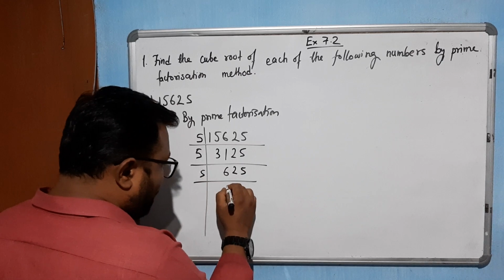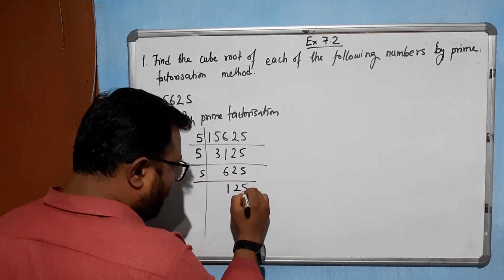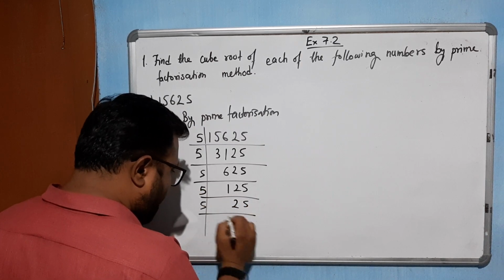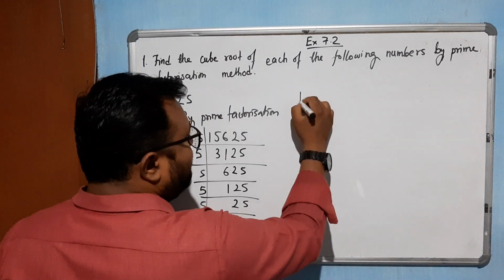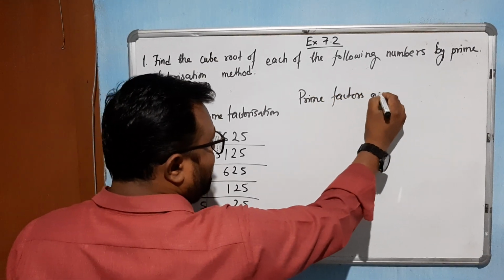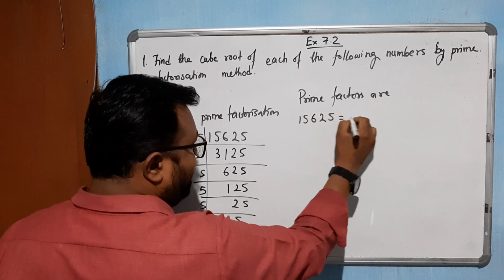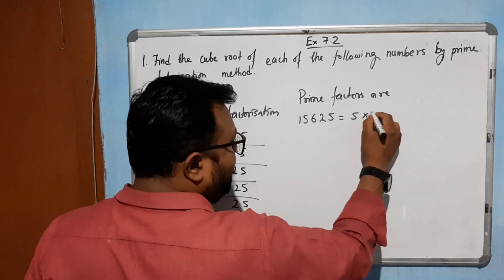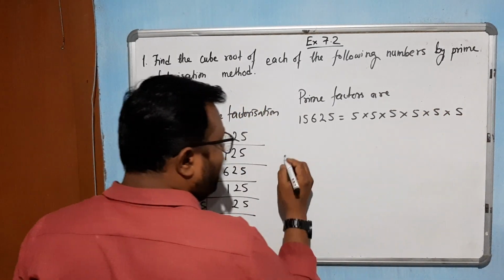Again 5 5 1 is 5, 5 5 1 is 5, then 12, 5 to 10 then 15. See, then 5 is 25, then 5 5 5 1 is 5. So the prime factors are 15625 equal to 5. How many? 1 2 3 4 5 6. 5 into 5 into 5 into 5 into 5 into 5.